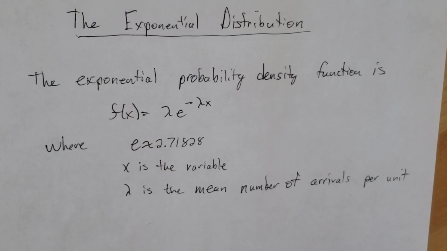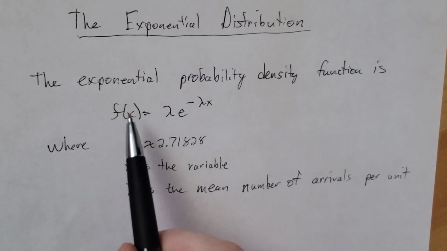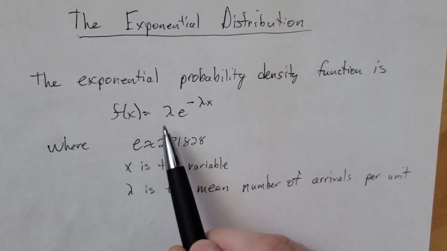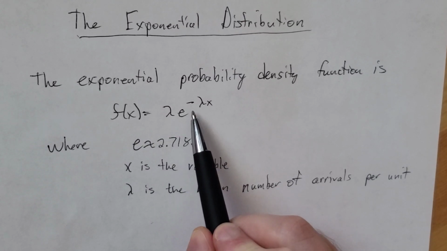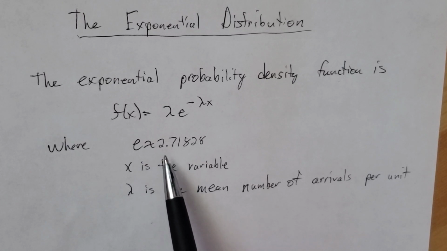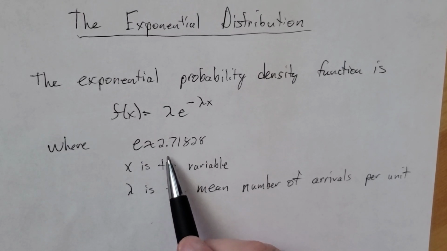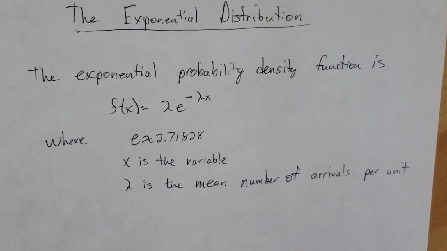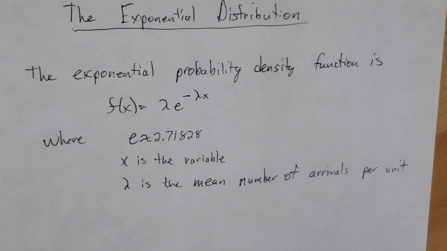In this video, we're going to cover the exponential distribution. We'll start with the exponential probability density function: f of x is equal to lambda times e raised to the negative lambda x, where e is approximately 2.71828. X is our variable, and lambda is the mean number of arrivals per unit, usually per unit time, that we'll be discussing in this section.